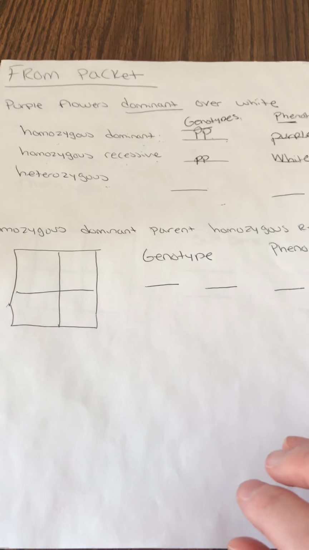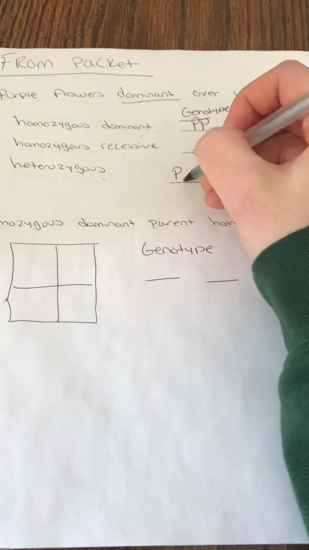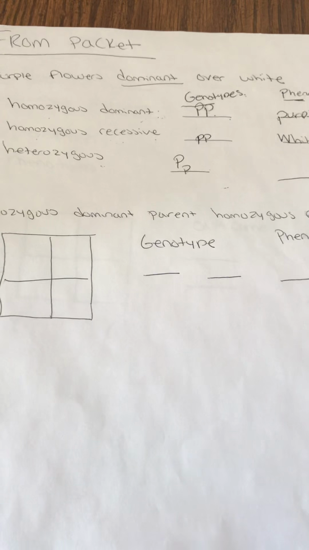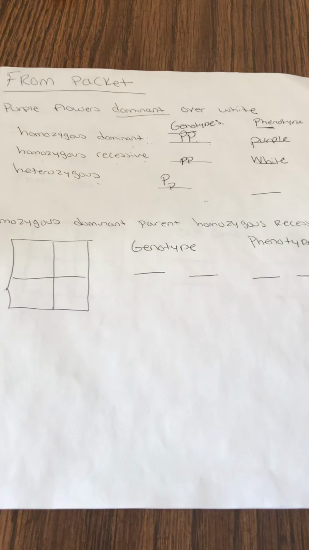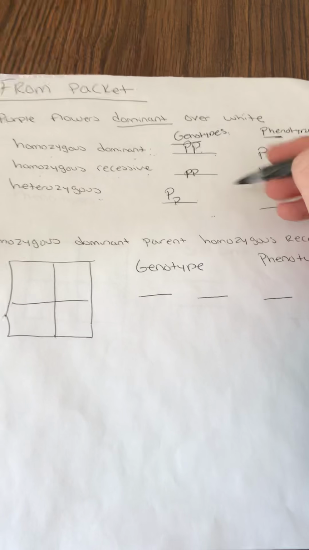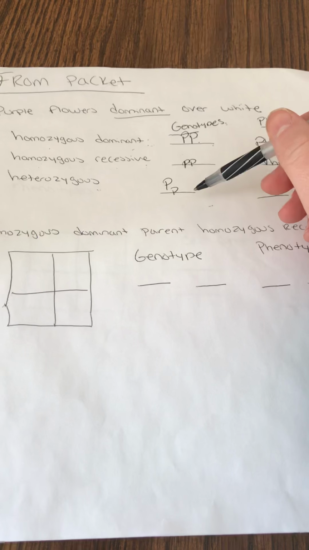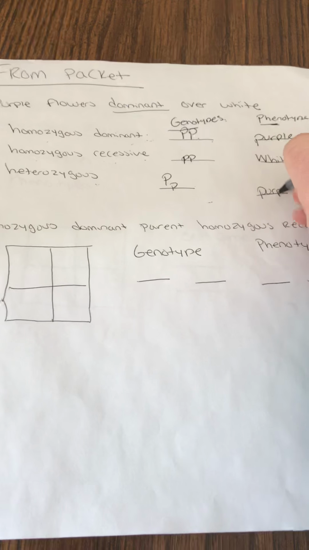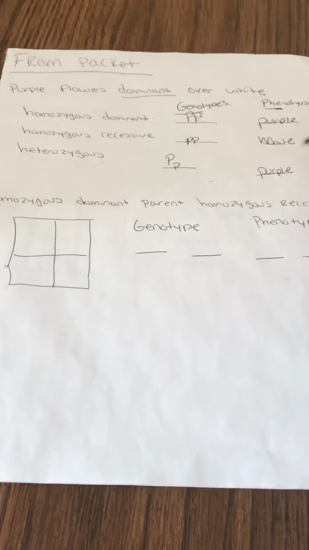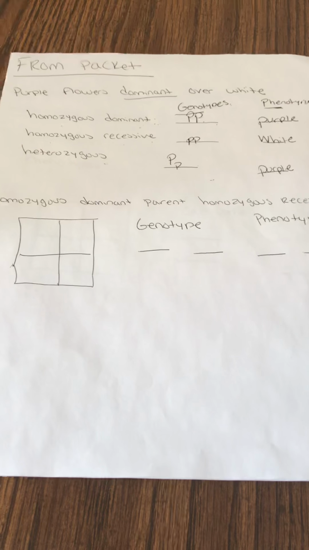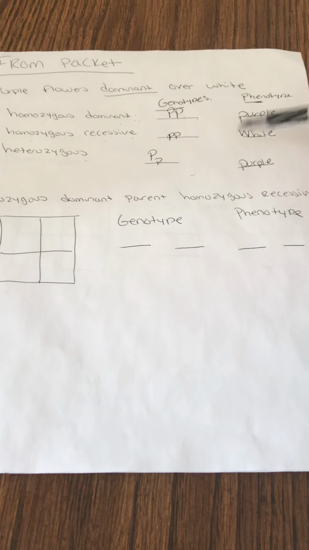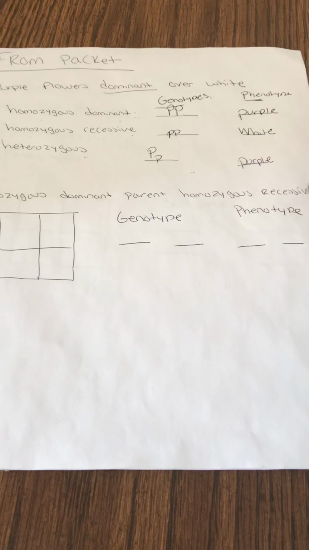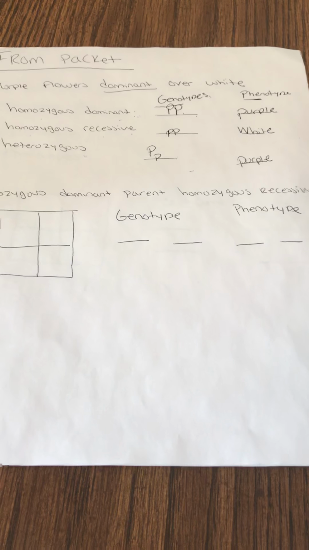Okay, heterozygous, we already determined is one of each. Once again, make sure we can tell your capitals from your lowercases. And that is, once again, heterozygous in this scenario is going to display the dominant trait, which we already said was purple. So that's all you have to do for the top half of that sheet. There's several examples just like that. You're determining the genotype, the type of genes, and the phenotype, the physical appearance.